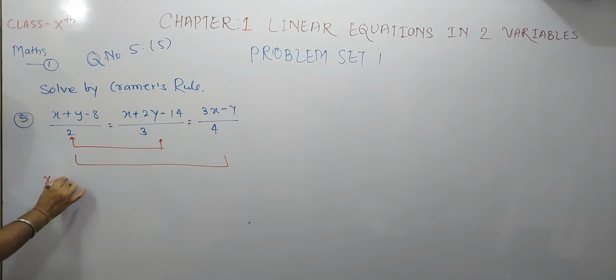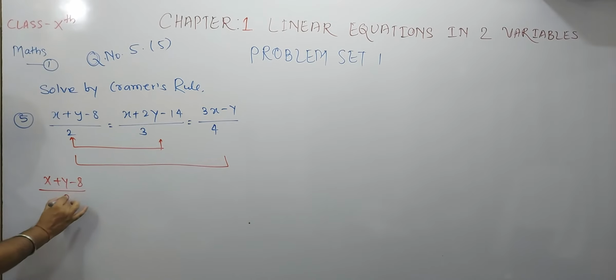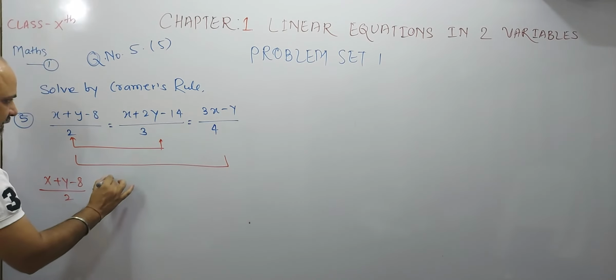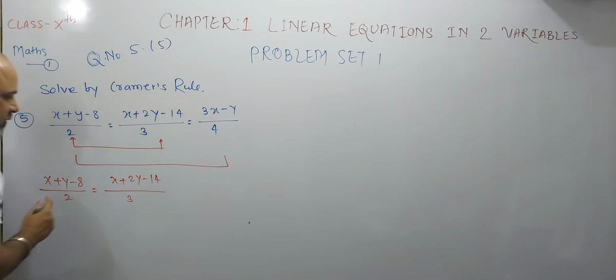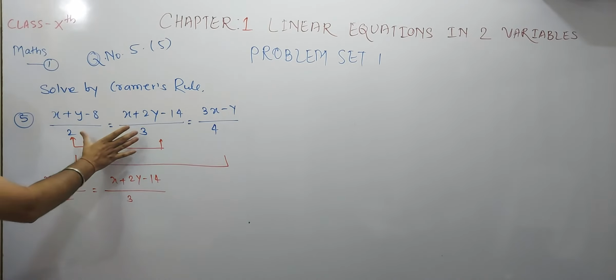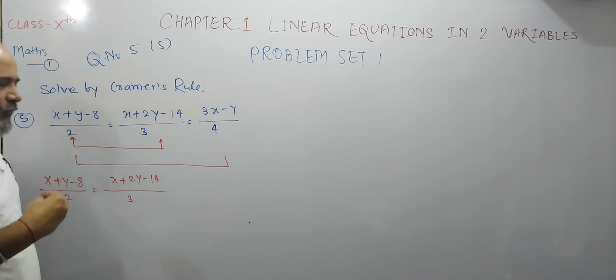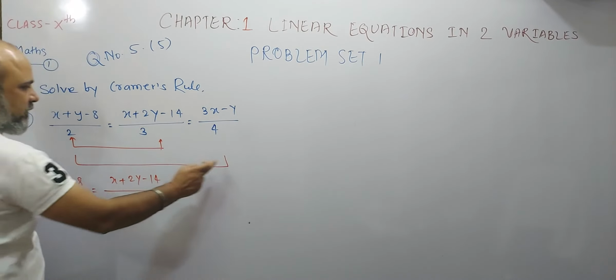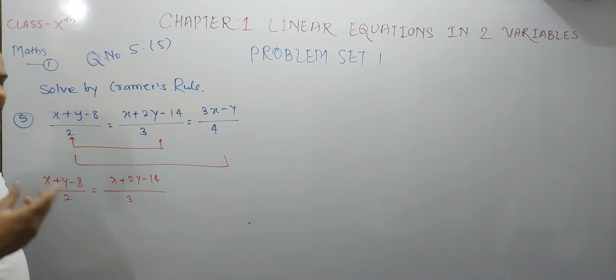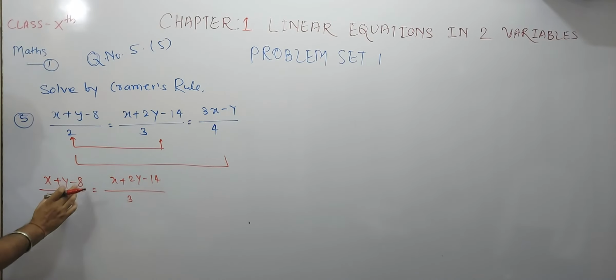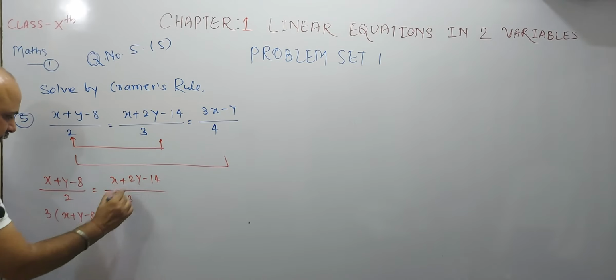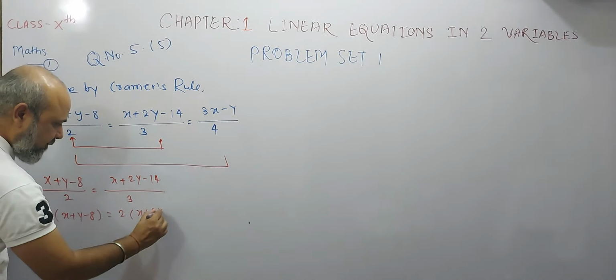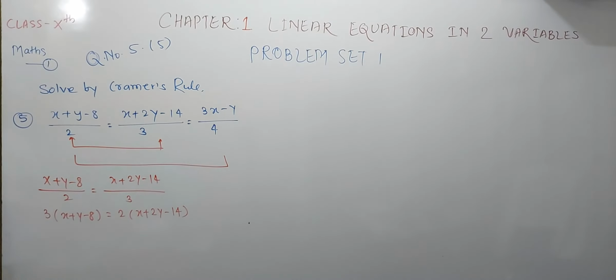You will write (x + y - 8)/2 is equal to (x + 2y - 14)/3. This is one way: by solving these two you will make one equation, and by solving the other two you are going to make another equation. So first we'll solve these two equations. Just cross multiply, so 3 times (x + y - 8) is equal to 2 times (x + 2y - 14). Now simply we will multiply the brackets.